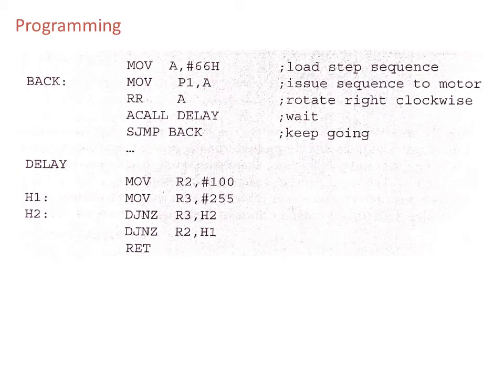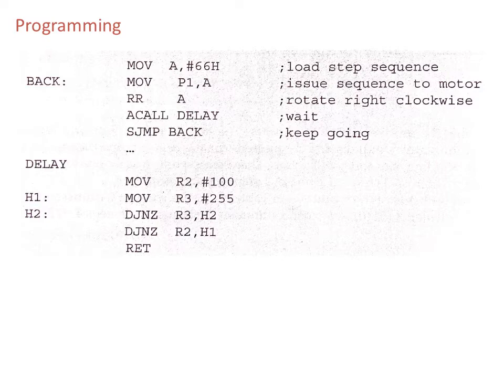Now let us see the programming part to rotate the stepper motor continuously. The first instruction in the program is MOV A, #66H. In binary, that is 0110 0110. This number is loaded into the accumulator. Then MOV P1, A issues the sequence to the motor. That means moving that particular sequence to port 1, P1.